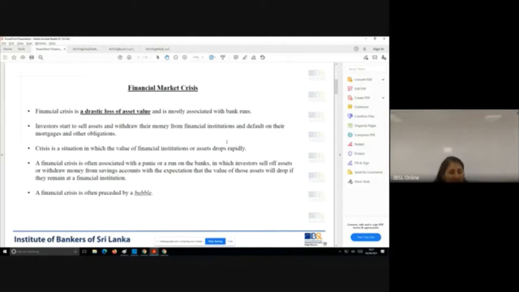When you have a bank run, what do you mean by a bank run? Due to some kind of panic situation, all the depositors approach the bank and try to redeem their deposits. And when they redeem their deposits, what happens? You have to repay the deposits, right? The bank has used the deposits to give out loans and advances. Those loans and advances are for longer terms.